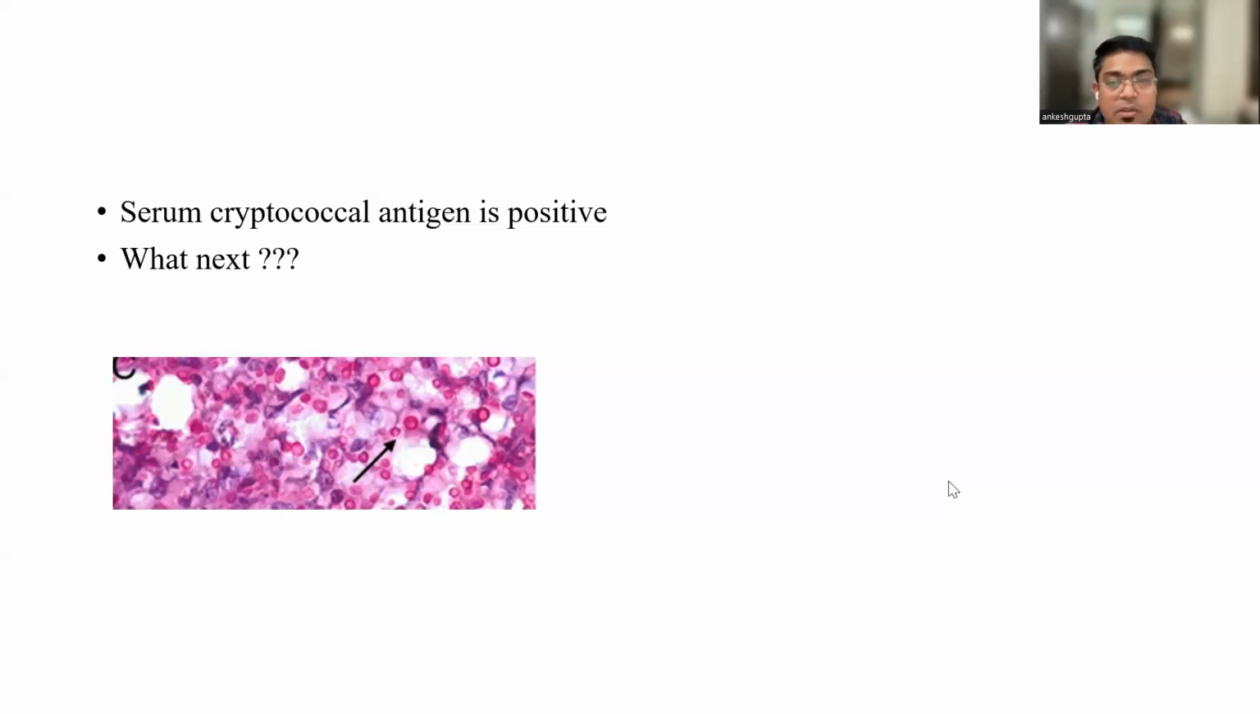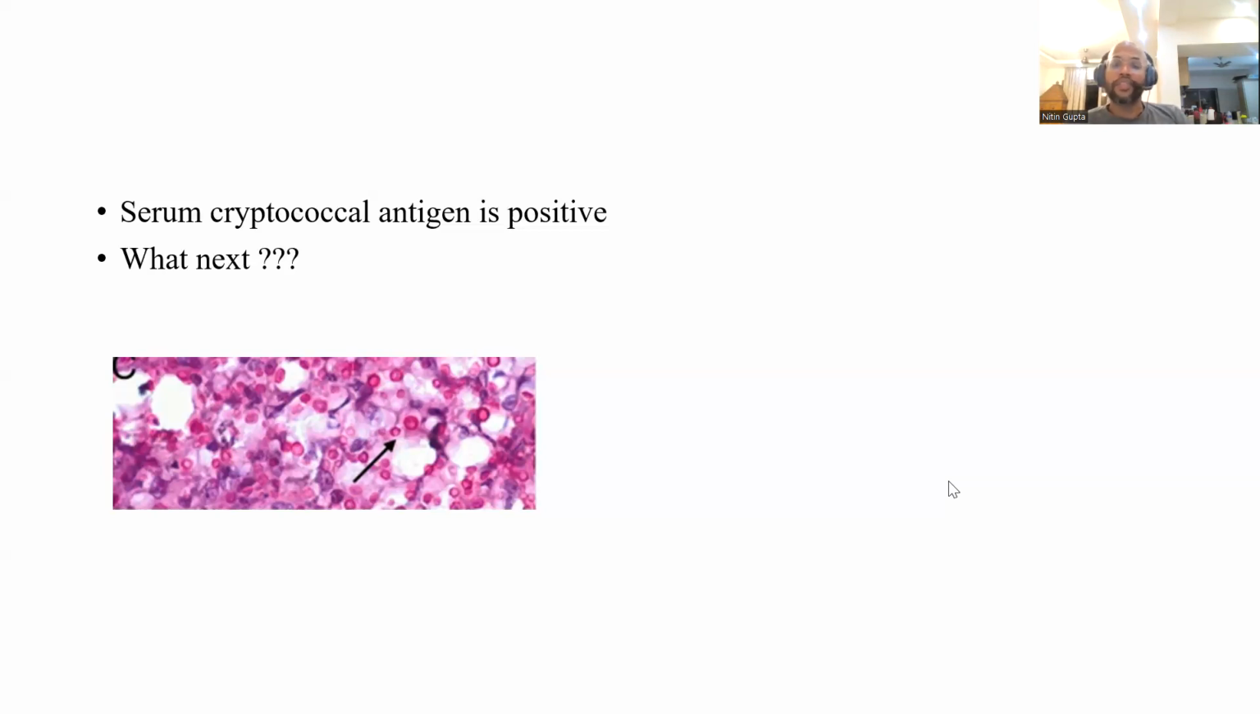Sir, I have a question. Did you biopsy the non-ulcerated lesion also? Yes, we have biopsied that also. That also turned out to be Cryptococcus, and it was positive for Cryptococcus culture also. So we are sure that this is cryptococcosis.